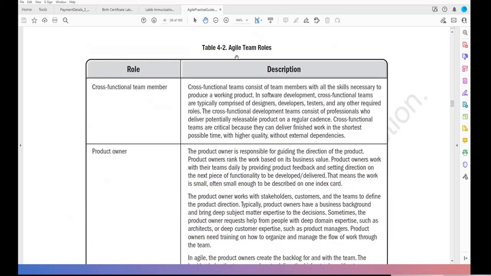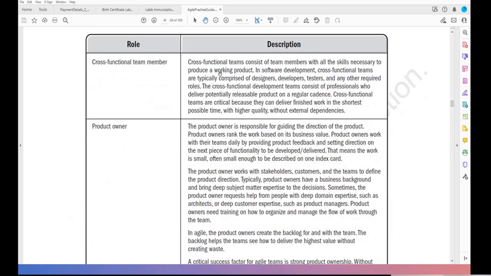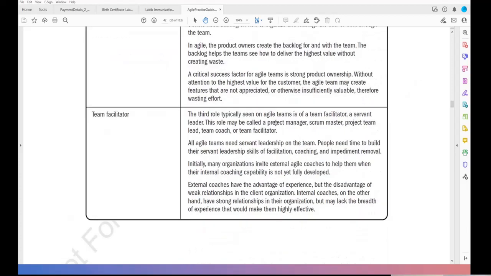Okay, so Agile team roles. So these are the roles, and there are lots of things in here.